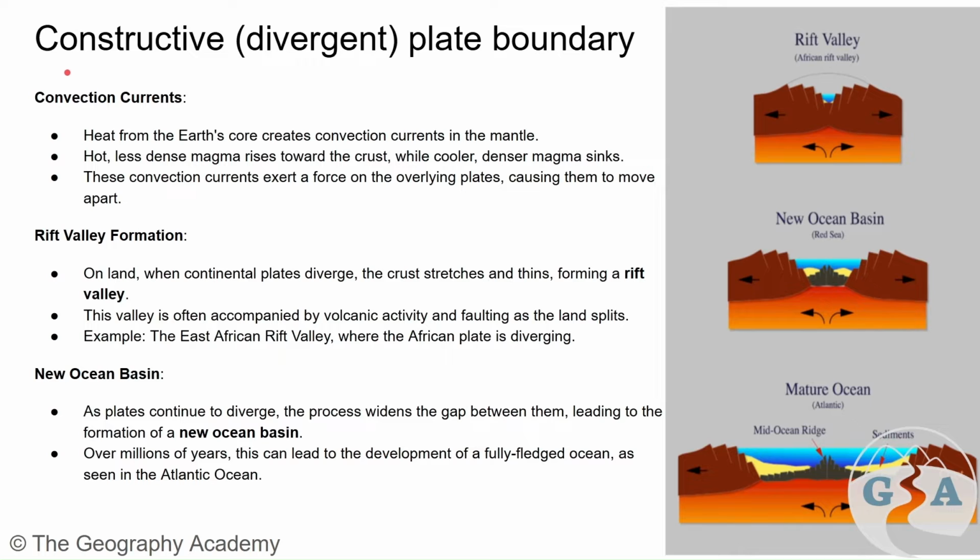This is on a constructive or divergent plate boundary. So divergent, like the plates are moving away from each other. We see that this is created by the convection currents first, and that's a good introduction there. So as you're explaining these things, it's good to have a few words about convection currents to be able to actually explain what they are. So we mentioned it there before, and this idea then starts to create what we call a rift valley.